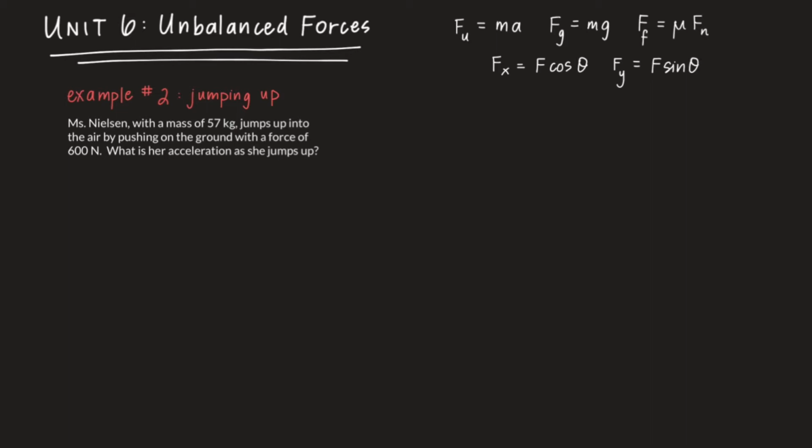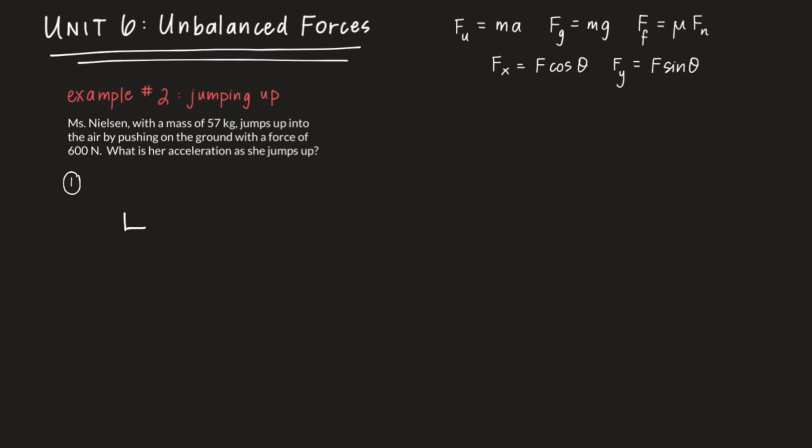Now our second example is jumping up. Miss Nielsen, with a mass of 57 kilograms, jumps into the air by pushing on the ground with a force of 600 newtons. What is her acceleration as she jumps up? We've talked about this conceptually in class, and now we're going to solve this problem. So the first step is to draw our free body diagram.